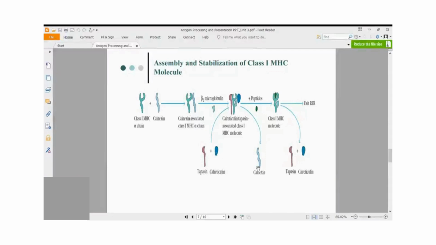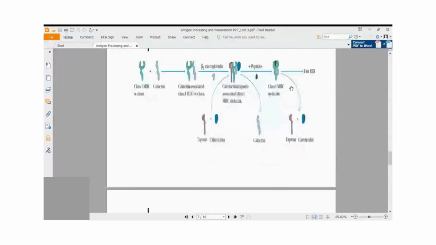By then, the calnexin leaves, and now that class 1 MHC molecule should receive the antigenic peptide in its groove. Once it receives the antigenic peptide in its groove, it has to leave the lumen of the rough endoplasmic reticulum by forming a vesicle. By then, those two chaperones which were protecting it, tapasin and calreticulin, will leave it alone. From there, it exits the rough endoplasmic reticulum and migrates to the Golgi complex, then forms a vesicle and migrates to the plasma membrane and fuses with it from the inside.